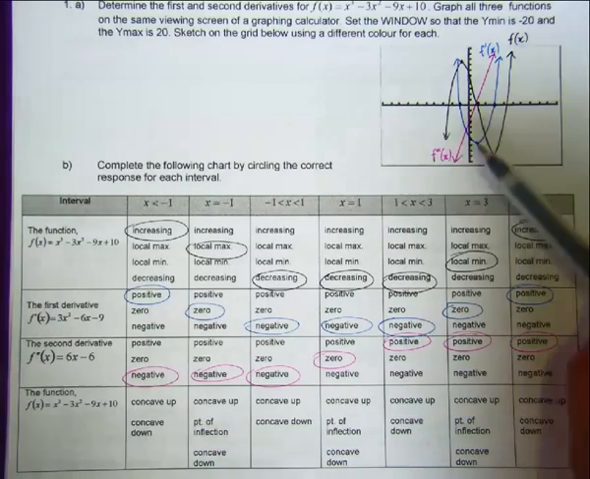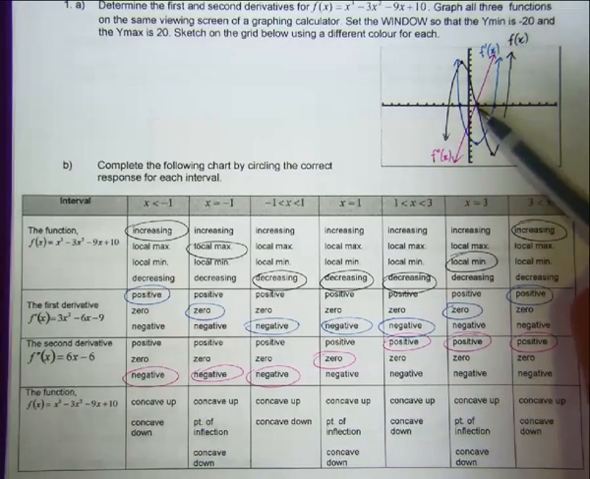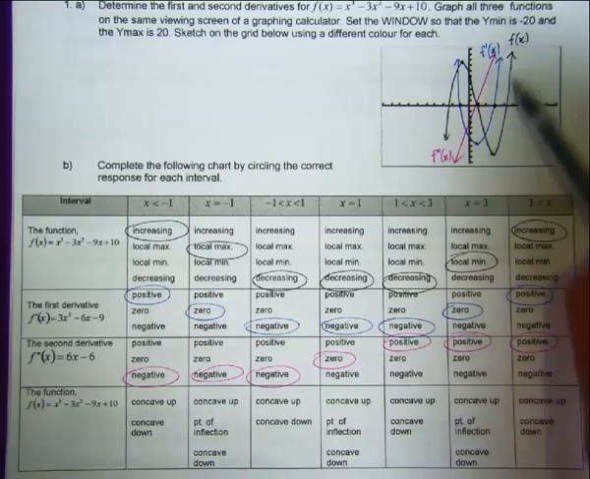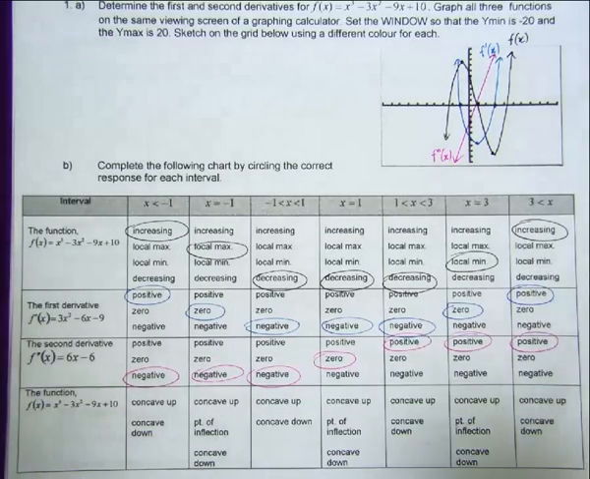Looking at this function, we see that until x is equal to 1, the function is concave down. And then at x equals 1, we have a point of inflection. And then the rest of the way, when x is greater than 1, the function is concave up.